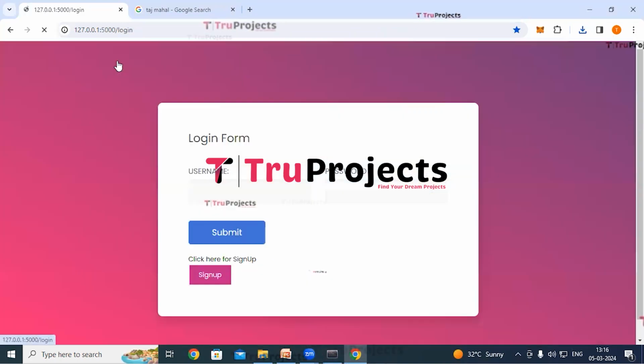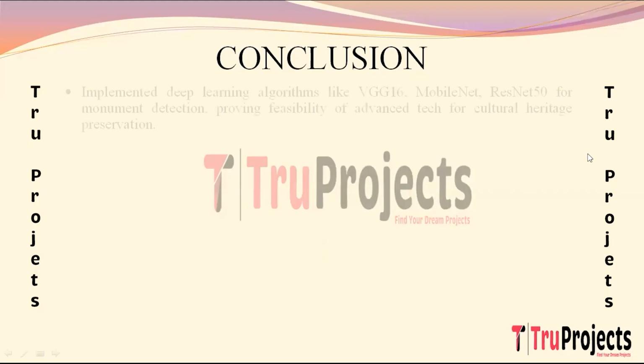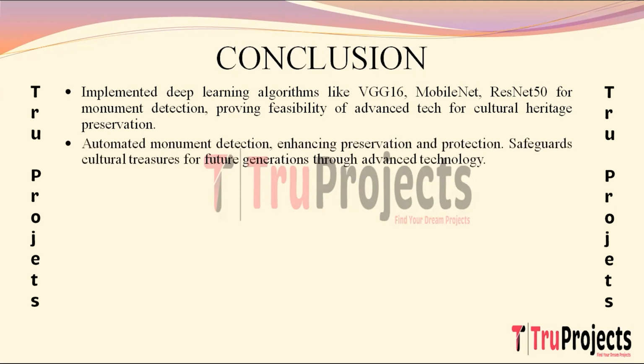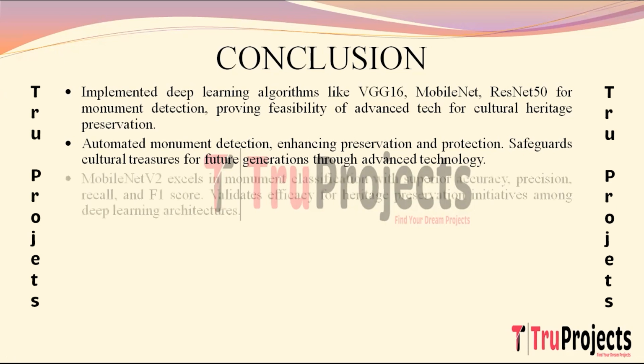Now click on logout. So the conclusion here is the project has achieved its goal of implementing deep learning algorithms for heritage monument detection, including VGG16, MobileNet, ResNet 50, and others, demonstrating the feasibility of leveraging advanced technologies for cultural heritage preservation. By automating the detection and monitoring of heritage monuments, the project contributes significantly to their preservation and protection, ensuring that these invaluable cultural treasures are safeguarded for future generations.